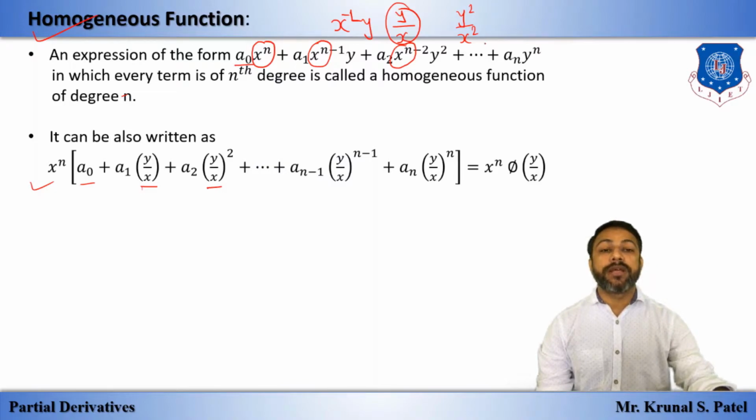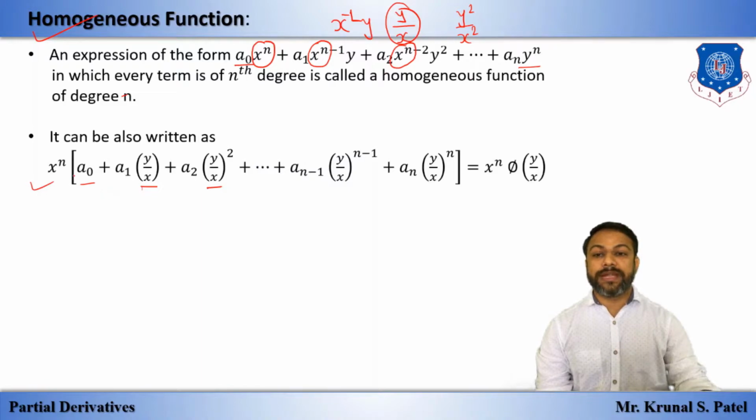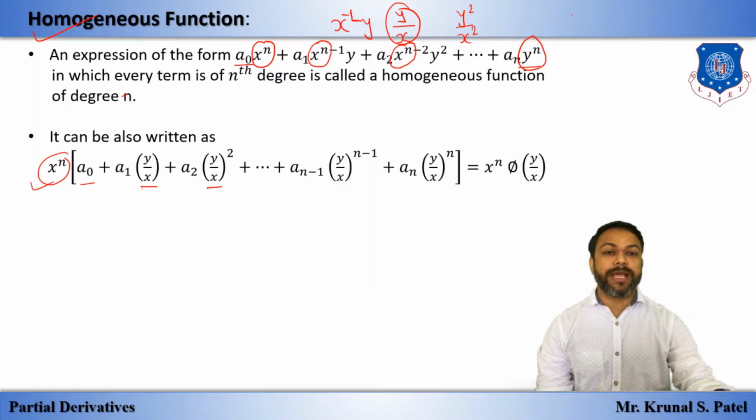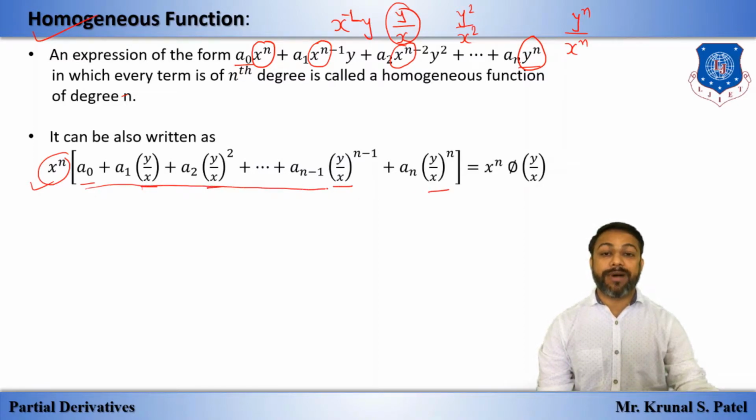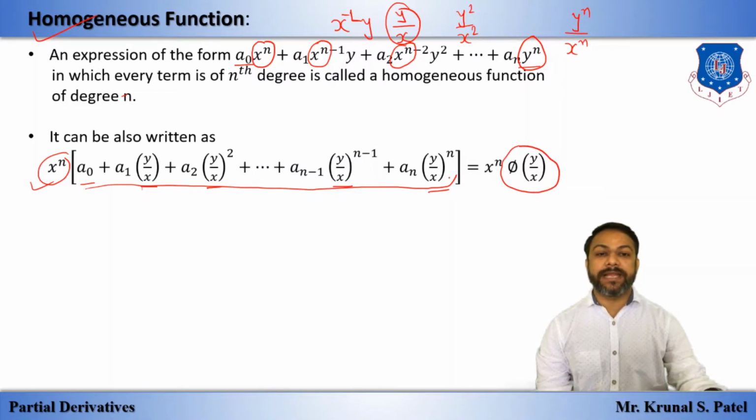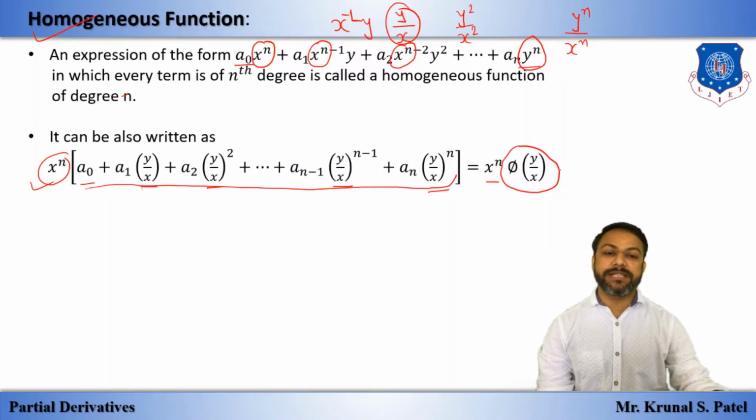In the last term there is no x. So if we take x raised to n common, we have to divide this last term y raised to n by x raised to n. So we have y by x whole raised to n. Here you can see this expression becomes a function of y by x. So we can write this entire bracket as a function of y by x. So we have x raised to n into phi of y by x. The given expression can be written in this form.